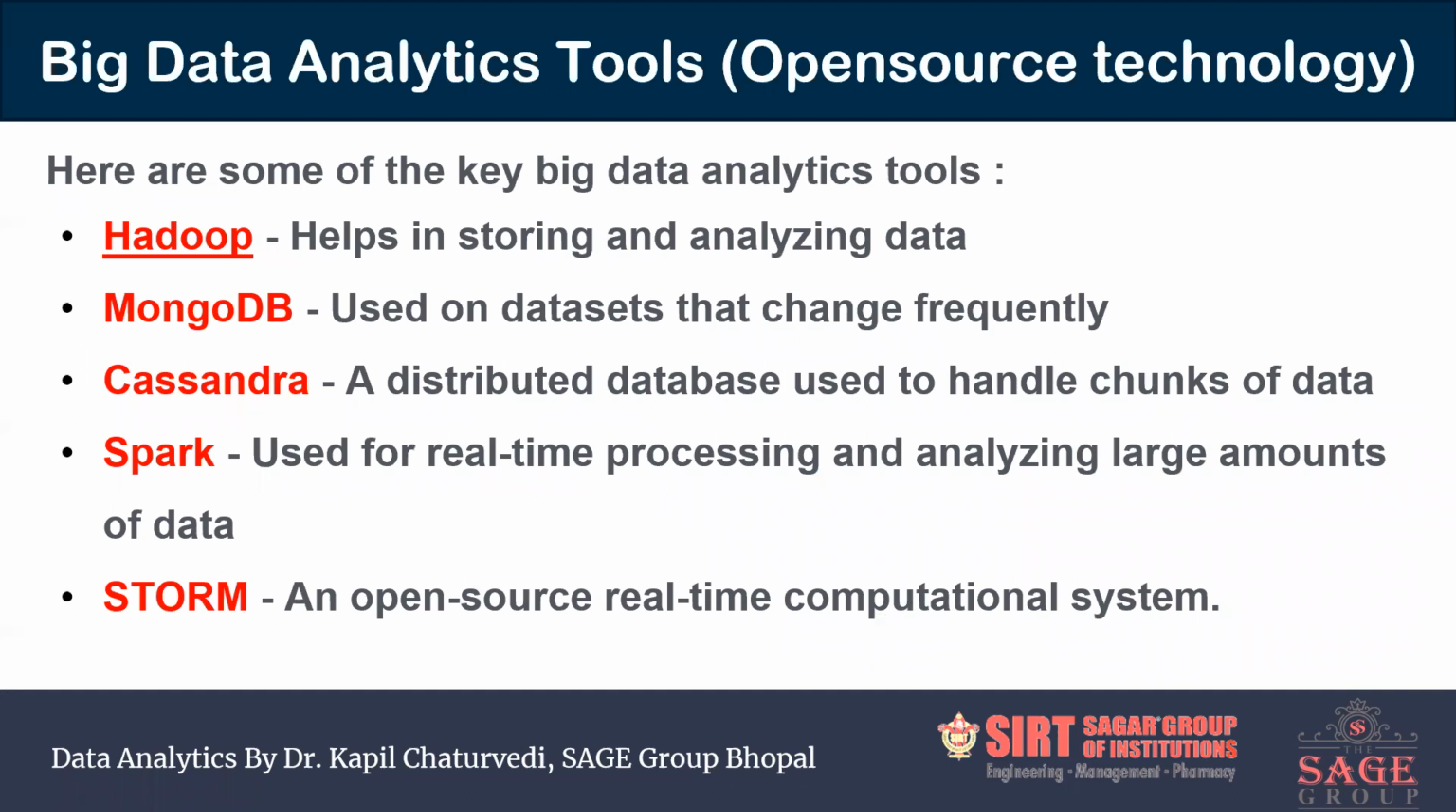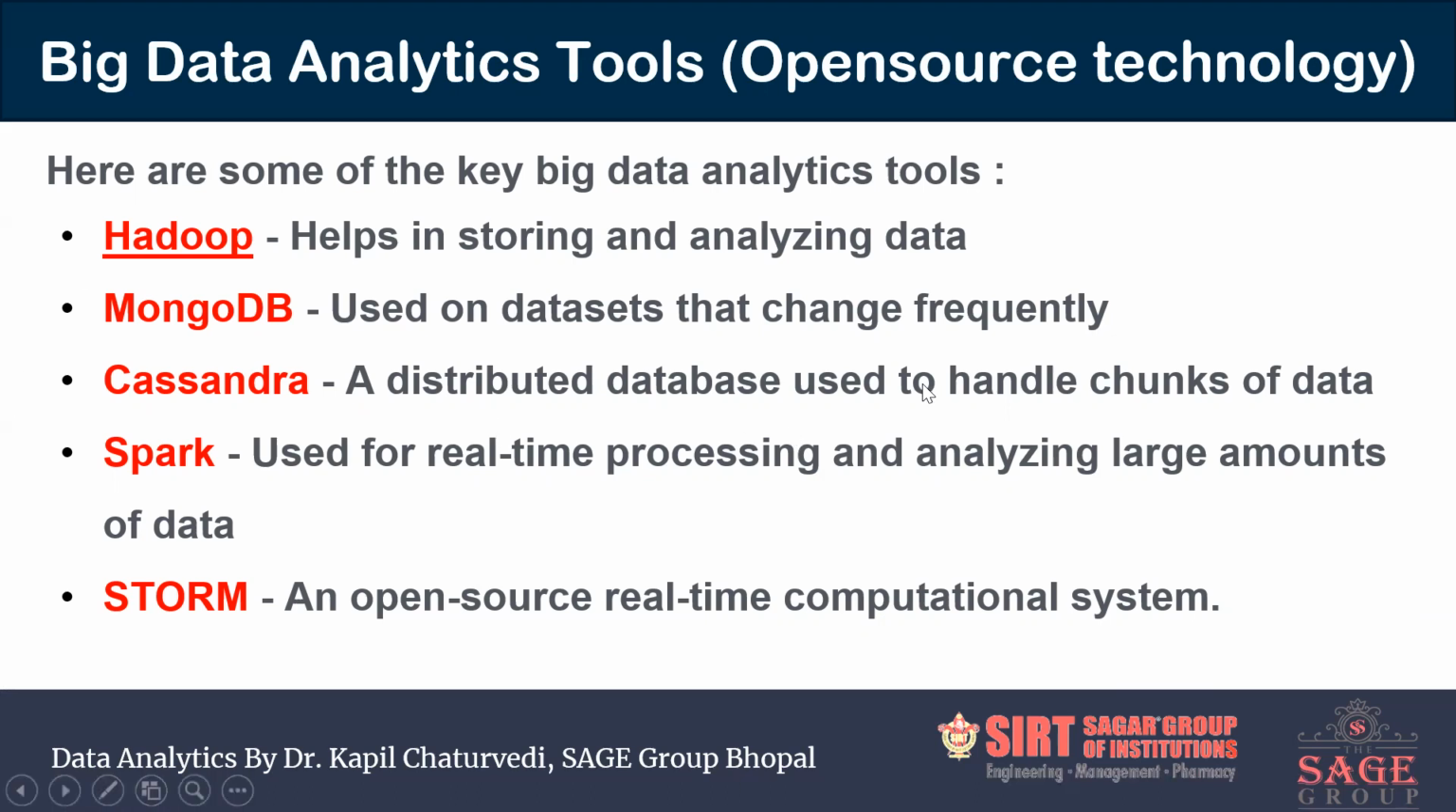As we discussed, we have a big library of data analytics tools. There we have some open source big data analytics tools like Hadoop, MongoDB, Cassandra, Spark, and Storm. Hadoop helps in storing and analyzing data; this is the fundamental tool. And MongoDB is used on datasets that change frequently. Each and every tool has its own beneficial features, and on the basis of their features we will use the appropriate tool to analyze a particular kind of data, depending on the particular kind of knowledge we have to fetch.